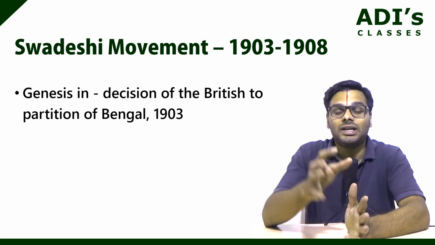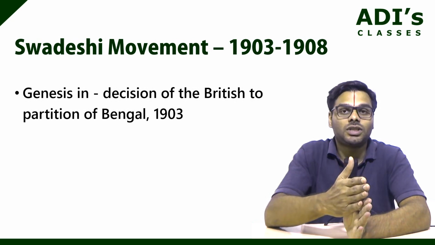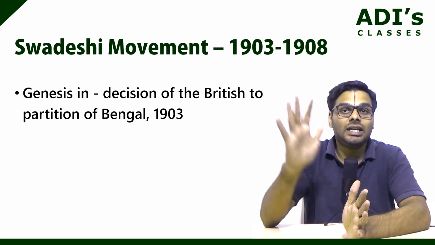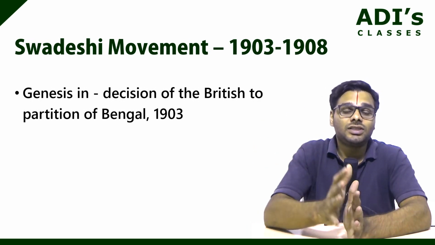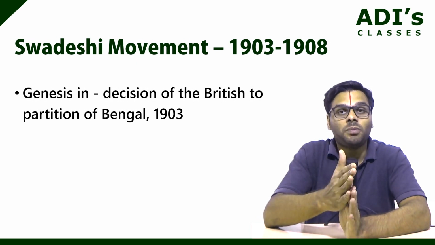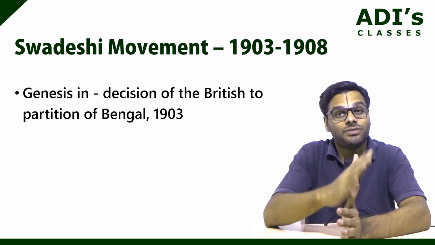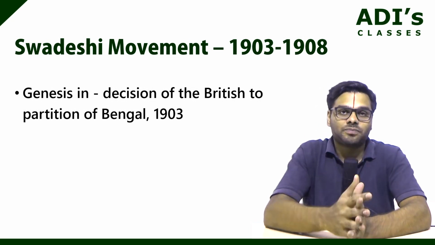Remember that Bengal meant not just today's West Bengal. Bengal included everything after Uttar Pradesh till the beginning of Assam, right? So it was a very huge area. And this huge area was becoming difficult for the British to manage. So they wanted to partition. That is what they said. But there were different reasons for the partition of Bengal. We will look at it later.